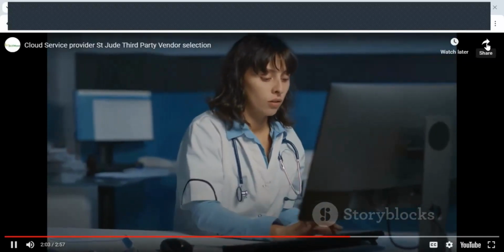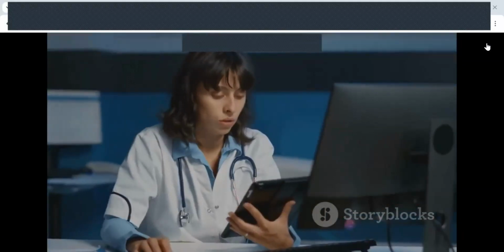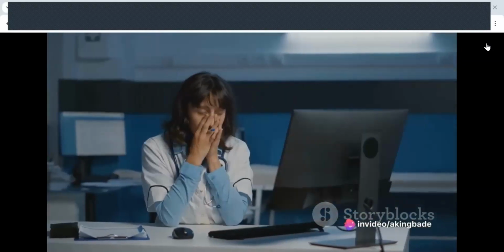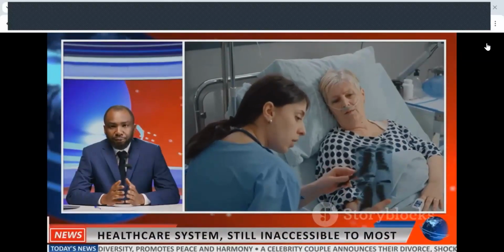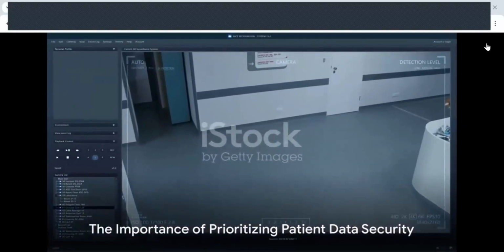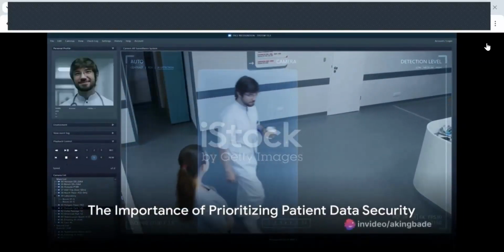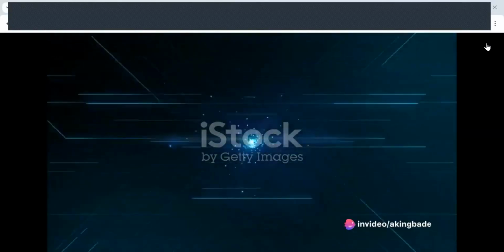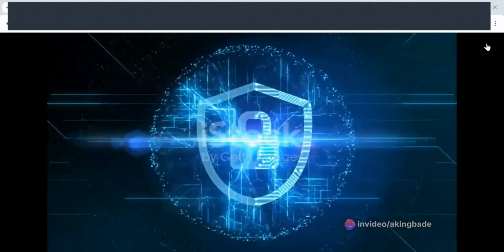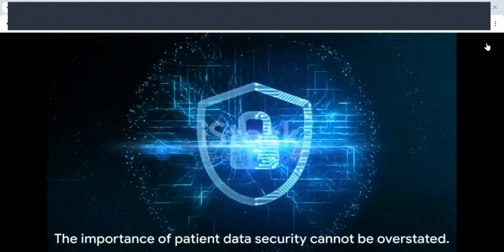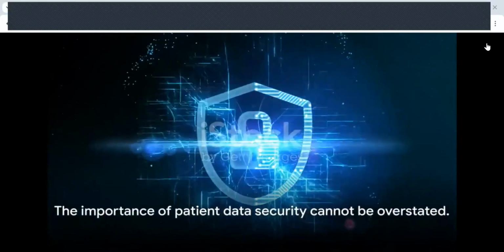Failure to implement a third-party risk process can lead to significant consequences. It can compromise patient data, tarnish reputations, and lead to financial losses. It can result in regulatory fines and a loss of trust among patients and stakeholders. The case of St. Jude serves as a stark reminder of the importance of a third-party risk process. It underscores the need for healthcare facilities to thoroughly vet their providers and implement robust security measures. Because when it comes to patient data, there's no room for error.